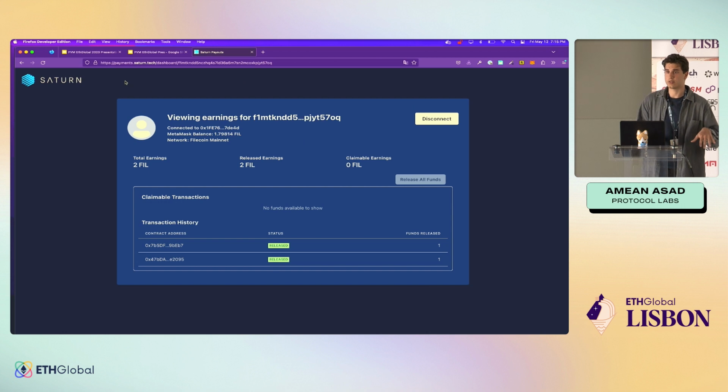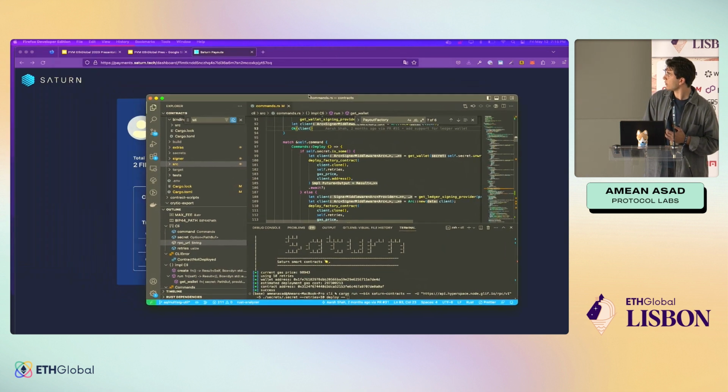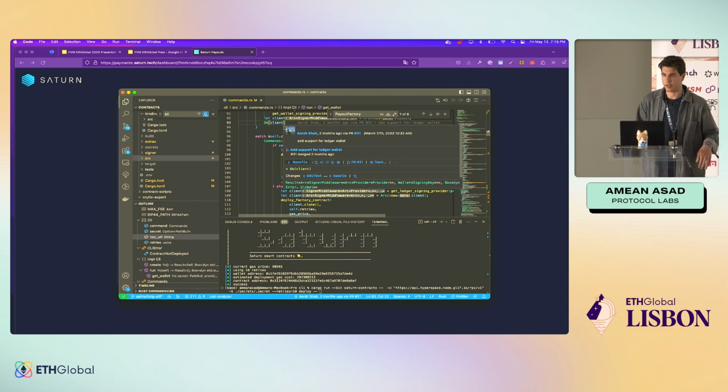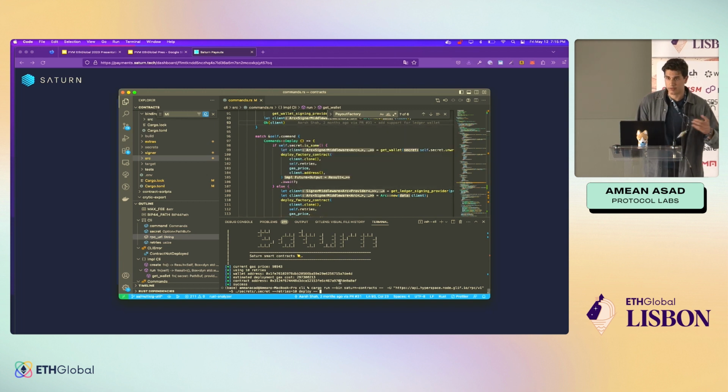Our payments contracts repo is open source, and it's a really nice resource if you want to dive deep into how FVM can work. Just to demo, we actually built a CLI for Saturn to deploy things on FVM, and I was obviously testing it before the workshop, just to make sure I'm clear with the demo gods. And if it doesn't work, I have a demo to show.